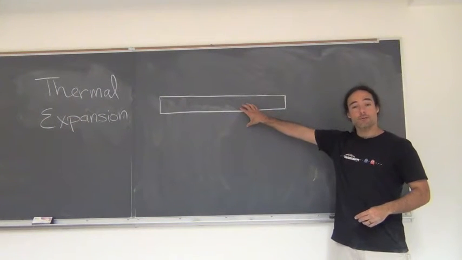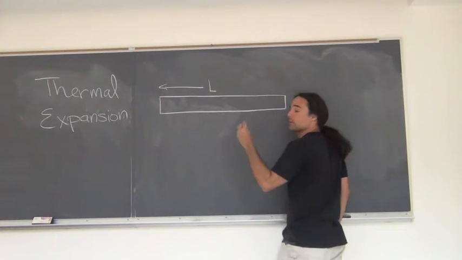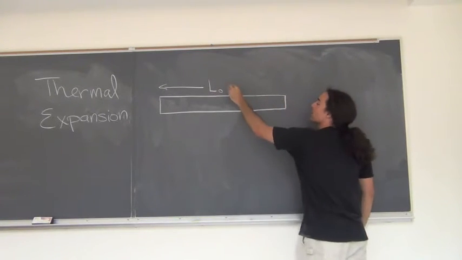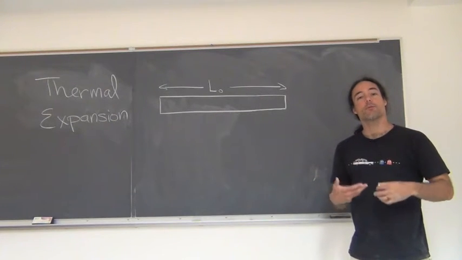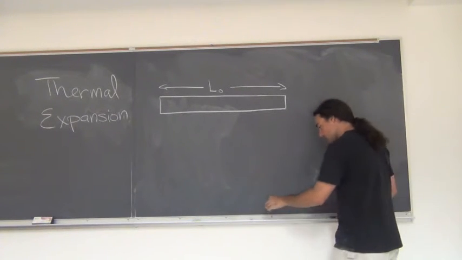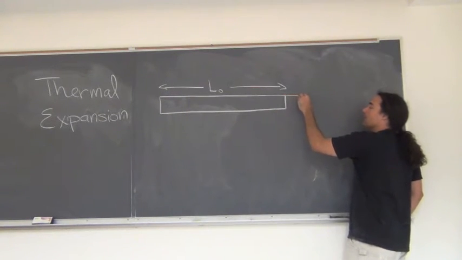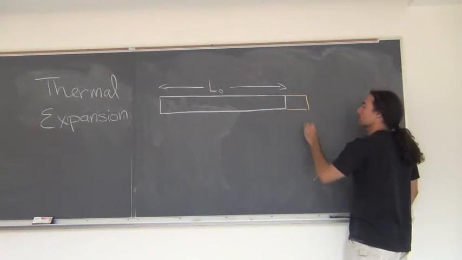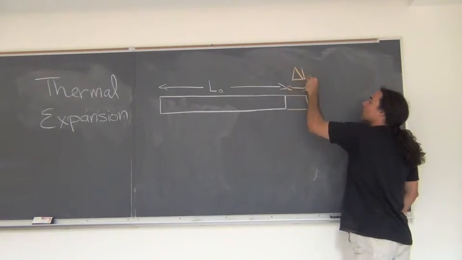Here we go. I have some object. I'm going to call its length L. Actually, I'm going to call it L0 for the original length. And we're going to heat this object up. We're going to change its temperature. And what we will find is that as I change its temperature, it is going to start to expand by some amount that I'm going to call delta L.